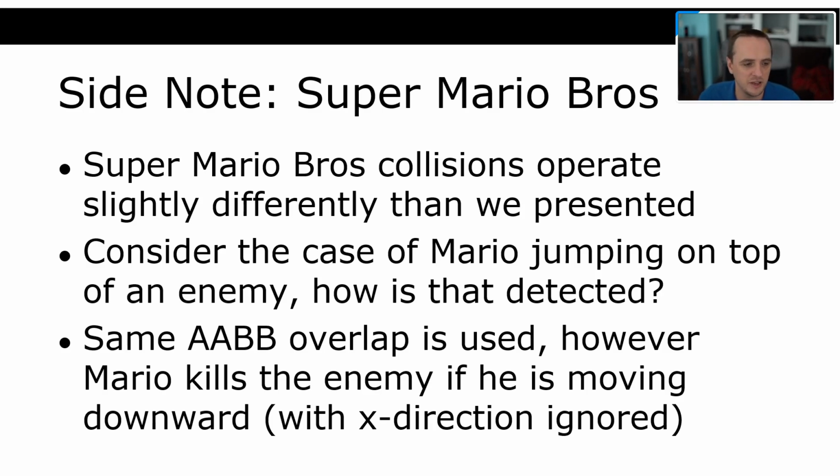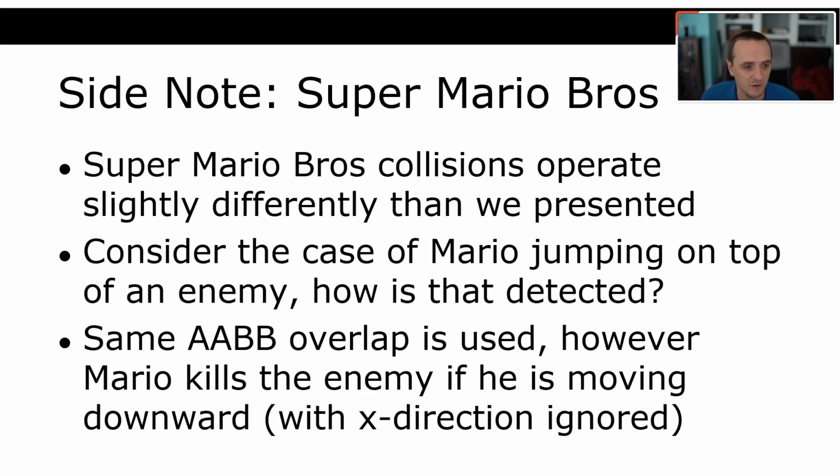So if you've played, tell me in the chat if you've played the original Super Mario Brothers. I'm sure everyone has probably played the original Super Mario Brothers. So the original Super Mario Brothers, in order to save on computations, did the following. It operated differently than we've presented here in this course. So let's just talk about the case where Mario wants to jump on top of an enemy, right? So Mario can jump on top of a Goomba and kill it. It can jump on top of a Koopa and kill it, or a Hammer Brother. There's lots of different things that Mario can jump on top of.